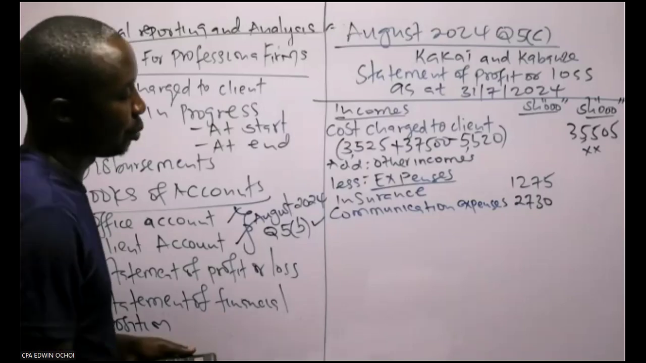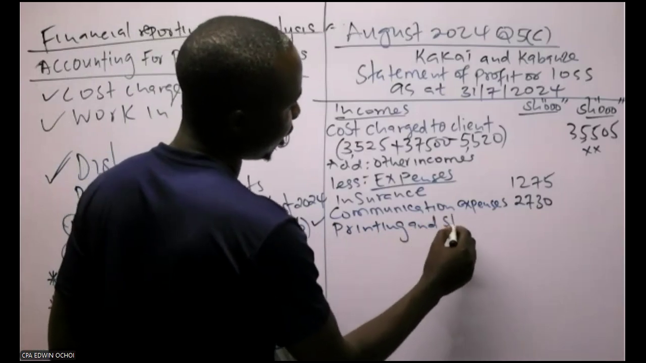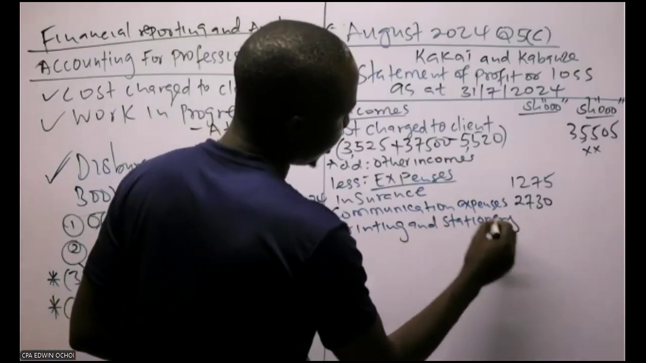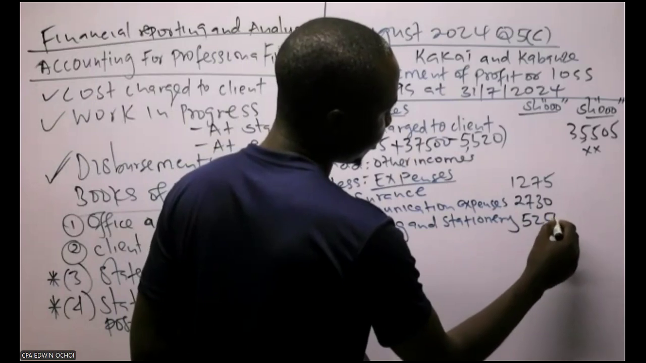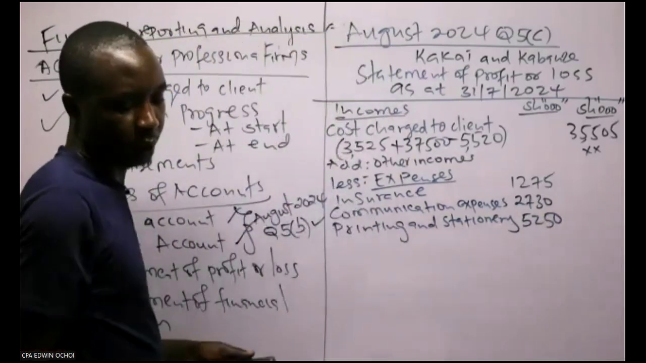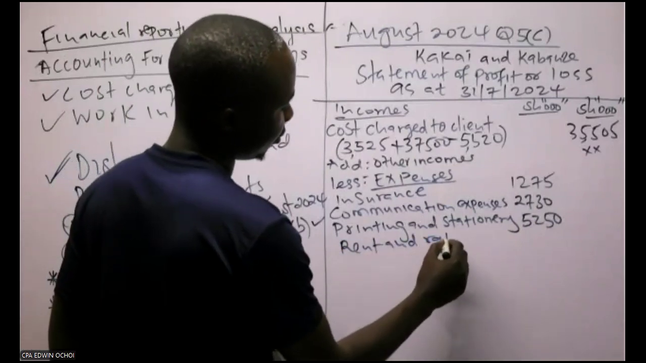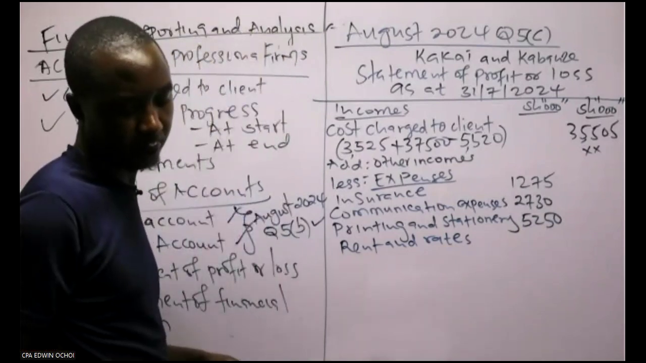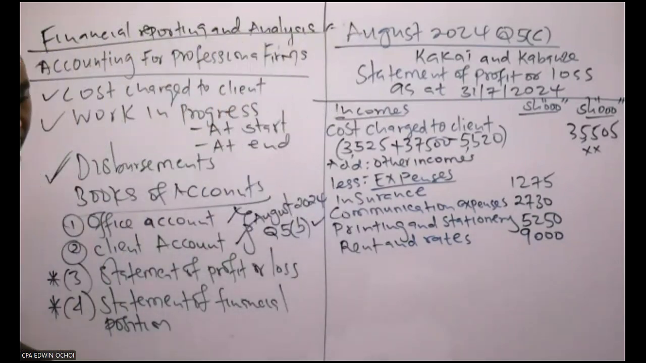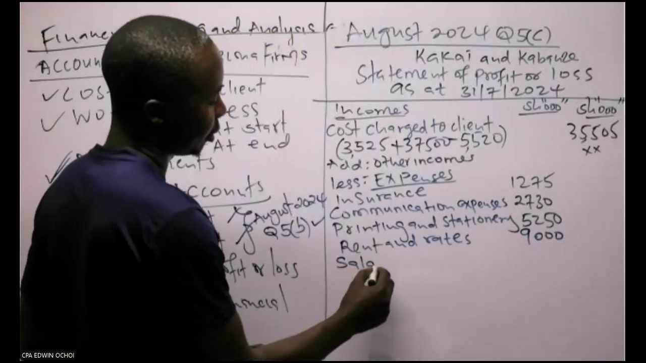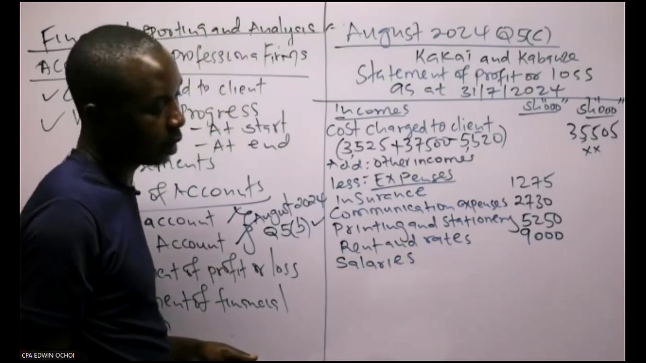After communication expenses, we have printing and stationery from the trial balance. This is direct copying and pasting. The printing and stationery is 5250. After that, we talk about rent and rates. Rent and rates is 9,000. After the rent and rates, there is salaries from the trial balance, which is 10,800.